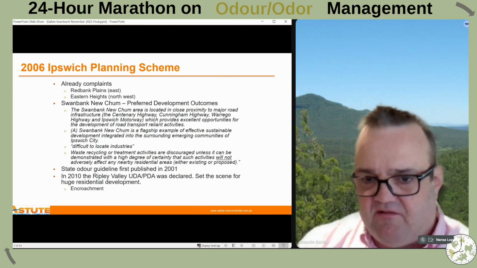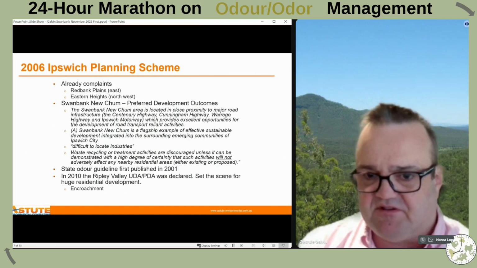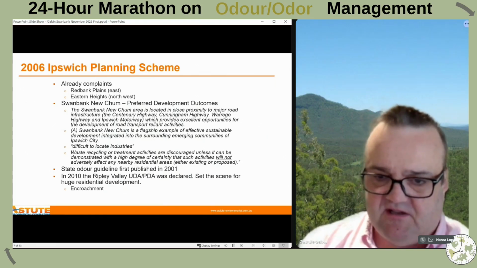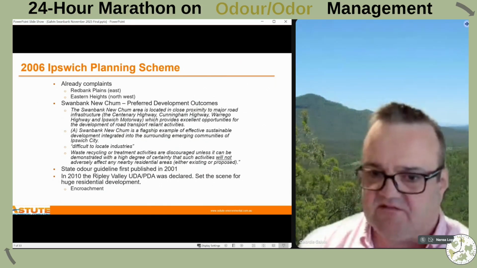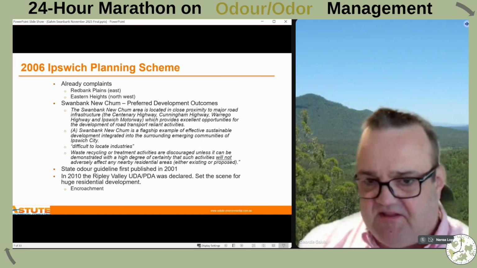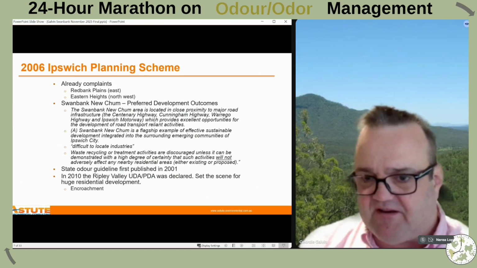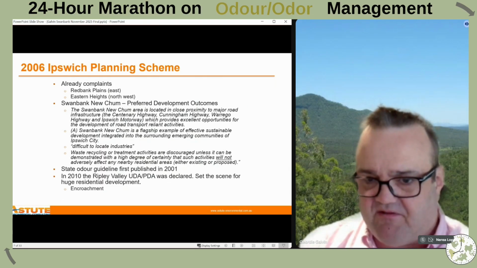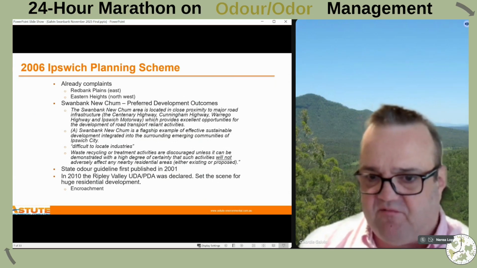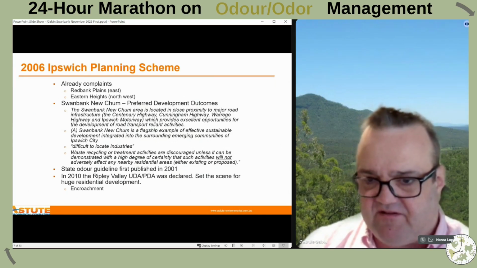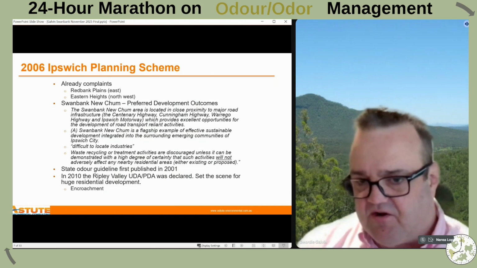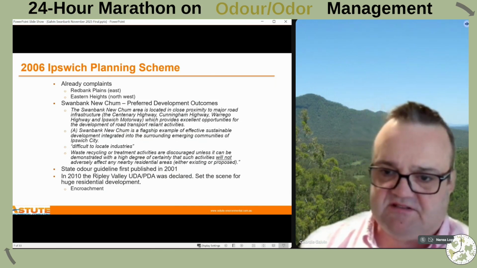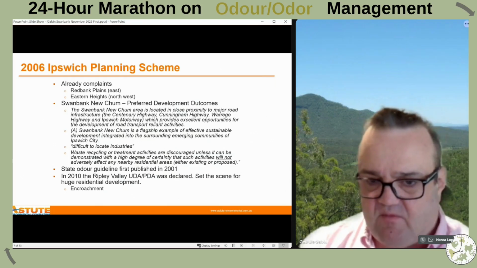Now, hidden within, well, it wasn't really hidden, but within the planning scheme was the term difficult to locate industries. And when they talk about waste recycling, it's composting, landfilling, that sort of thing. So the planning scheme said waste recycling or treatment activities are discouraged unless it can be demonstrated with a high degree of certainty that such activities will not adversely affect any nearby residential areas, either existing or proposed. So with that in mind, that was in the planning scheme. The state odour guideline was first published in 2001, so that sets the odour criteria and limits that are used.